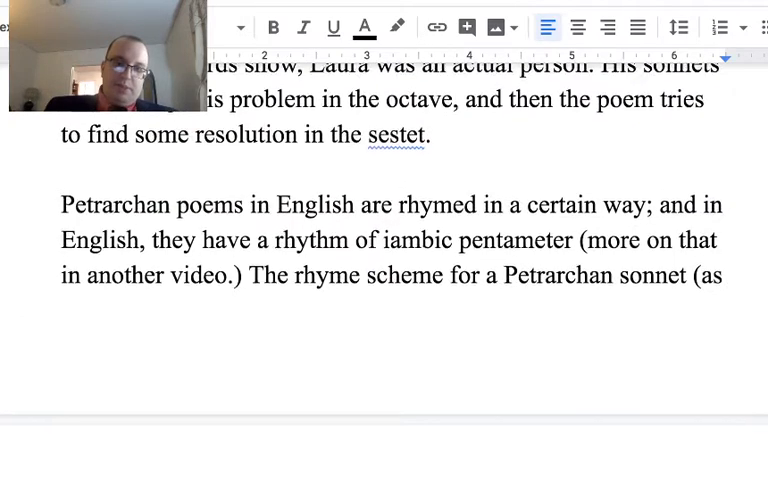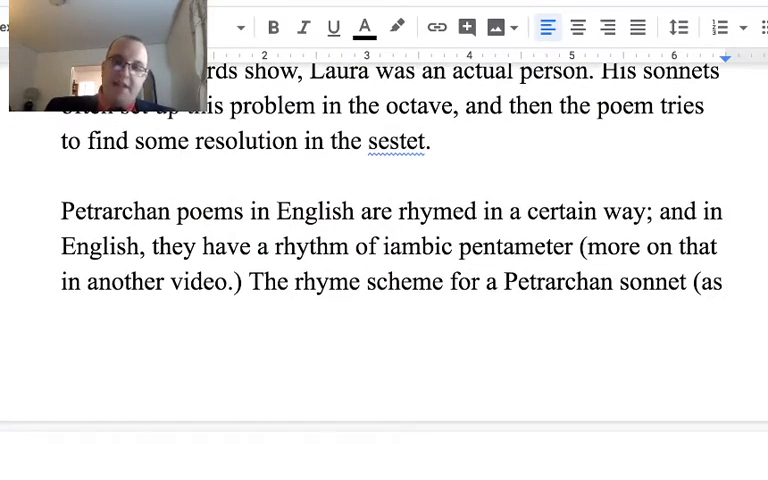So, Petrarchan poems in English have a certain rhyme scheme. And they also have a certain meter in English. In English, a sonnet takes the form of what's called iambic pentameter. I've always been bad at explaining iambic pentameter, but it's pretty much the beat of a poem, right? I will actually post another video for you that explains it better than I can. I'm not a poetry person by trade, but iambic pentameter is a beat.